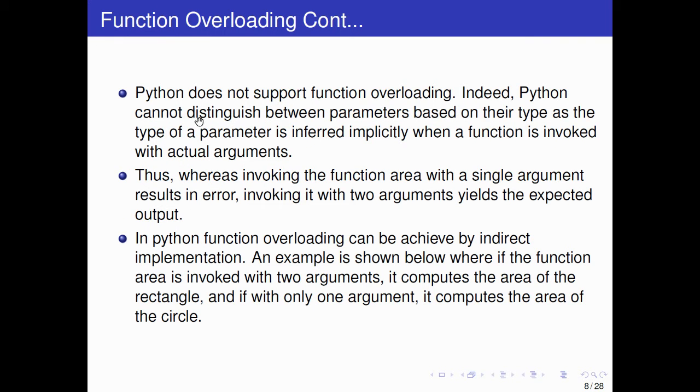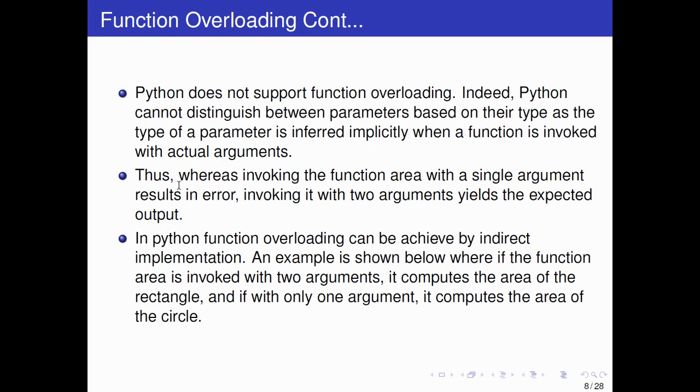Indeed, Python cannot distinguish between parameters based on their type, as the type of the parameter is inferred implicitly when the function is invoked with actual arguments. So when it encounters two functions with the same name, it will not distinguish between parameters. Okay, you can read this. Just theory is explained behind this program.